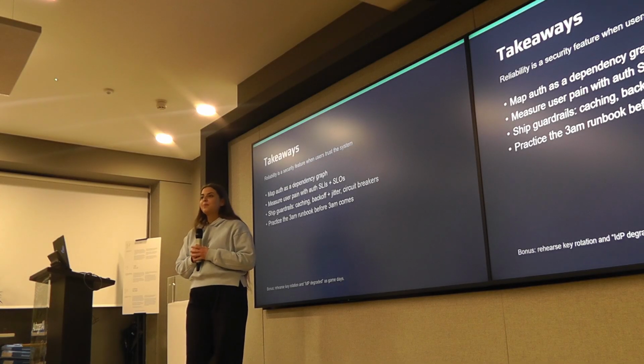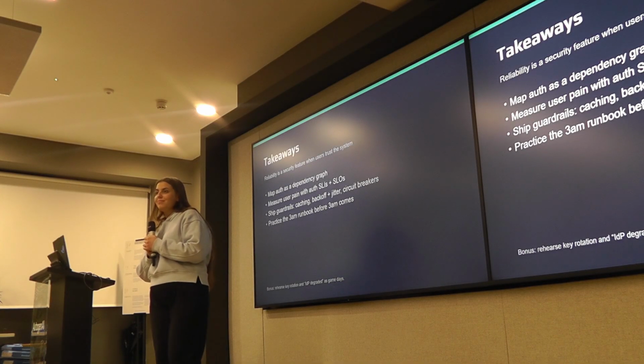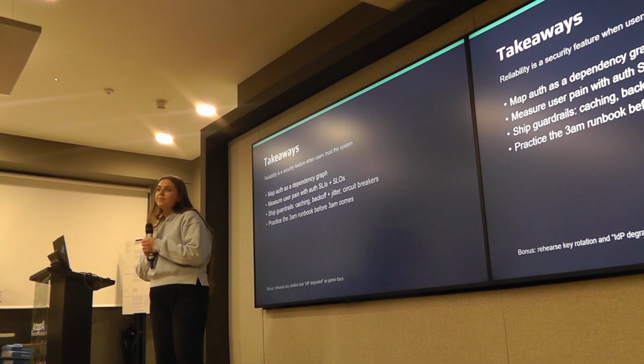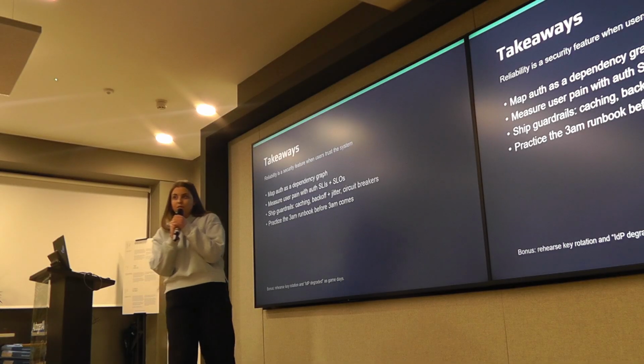I have one question, or maybe two together. When authentication breaks in prod, what's the first signal you look at? And if you do have guardrails in place, what's the best one that you choose for containing the blast radius? Thank you very much. That's a great question.